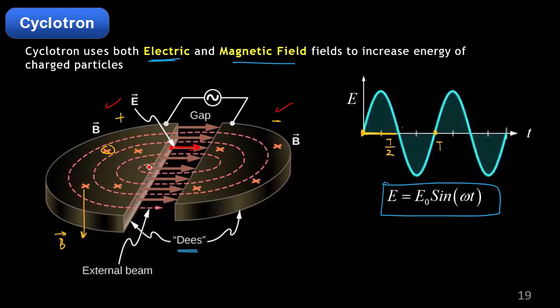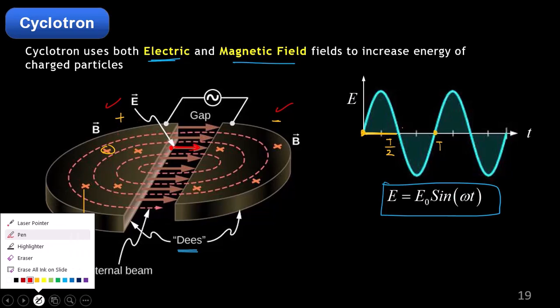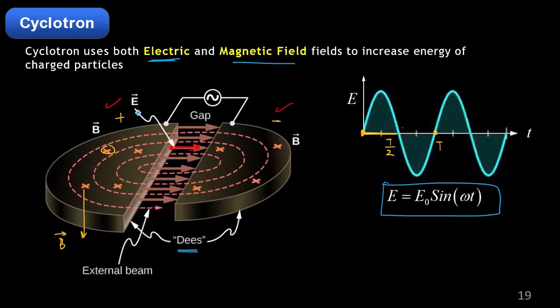So initially, let us say the left hand side D is positive and the right hand side D is negative. That means the electric field is in this direction. Because of the electric field, the charged particle moves from one D to the other. Once it goes inside the second D, the magnetic field will try to move it in this direction, so along a circular track it will move.